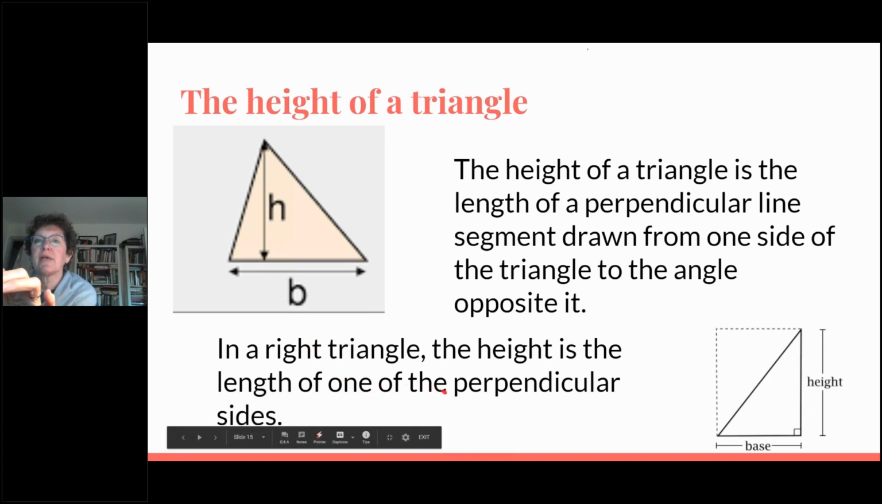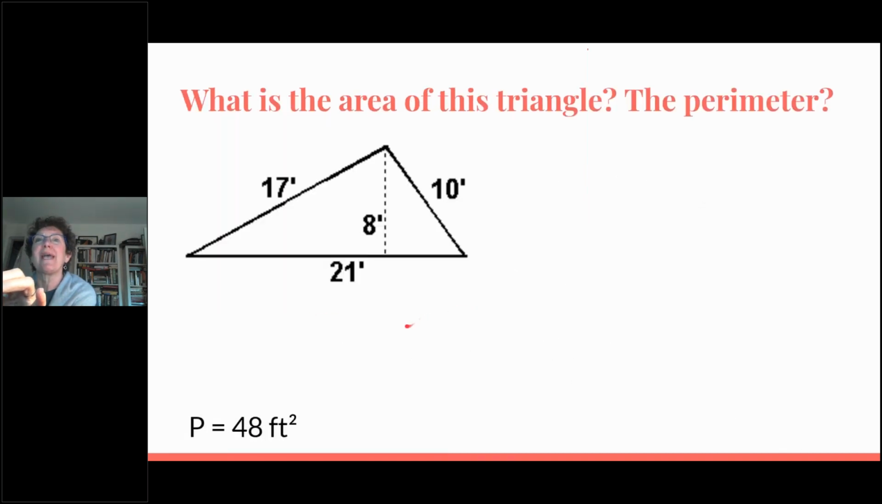So let's look at an example. Again, I told you I couldn't think of a single real life reason why we want to find the area of a triangle, because we're not talking about construction. So what is the area of this triangle? How would you figure it out? You would do half times the base times height. So you would do base times height, and then divide it by 2, be half.